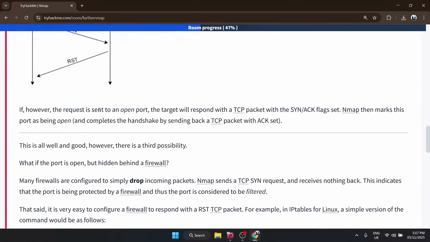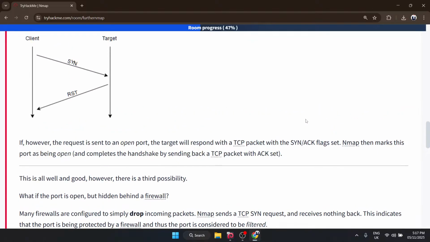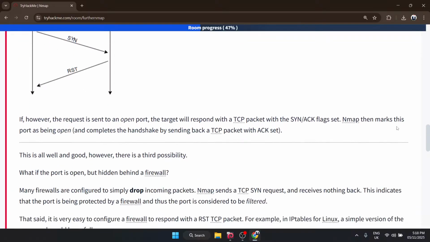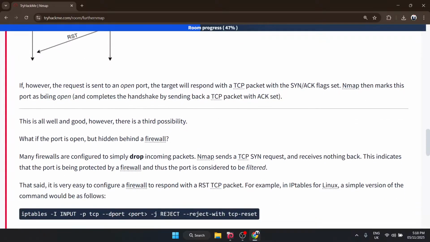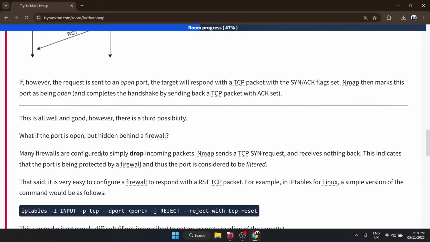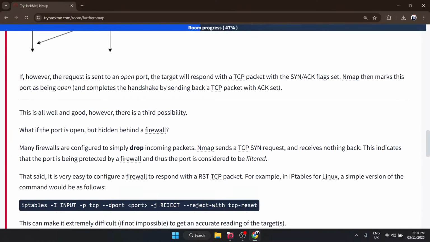If, however, the request is sent to an open port, the target will respond with the SYN-ACK flag set, right? If the port was open and the target was there, then it will reply with SYN-ACK instead of reset. Nmap then marks this port as being open and completes the handshake by sending back a TCP packet with the acknowledgement flag set. And also our Nmap will reply back with the acknowledgement. This is all well and good.